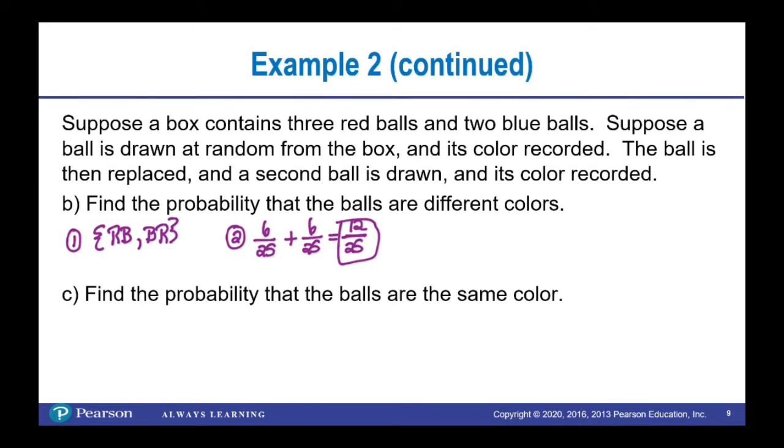Look at part C. What is the probability that the balls are the same color? Well, first, I want to list the possible outcomes. So I might have a red and a red, or I might have a blue and a blue. Again, let's look at our probabilities. The probability of a red and a red was 9 out of 25. The probability of a blue and a blue was 4 out of 25. The denominators are the same, so we can add the numerators. This gives us a probability of 13/25.